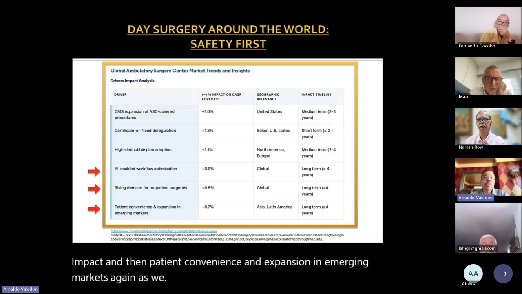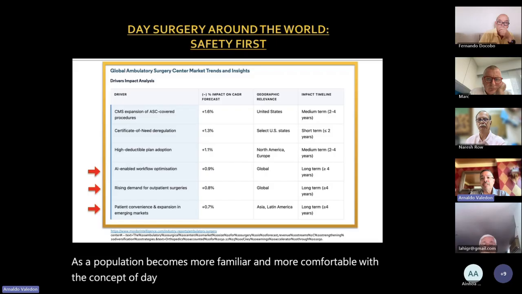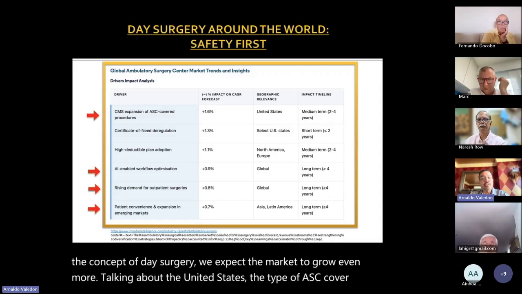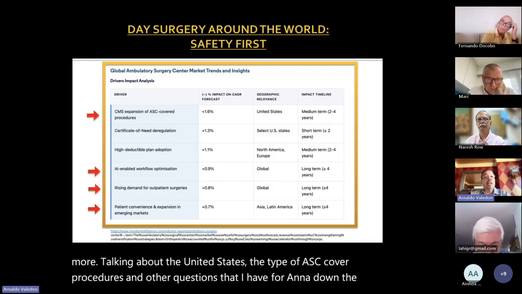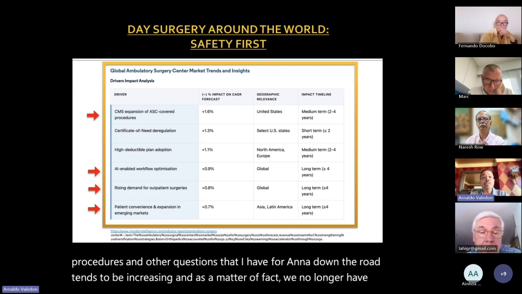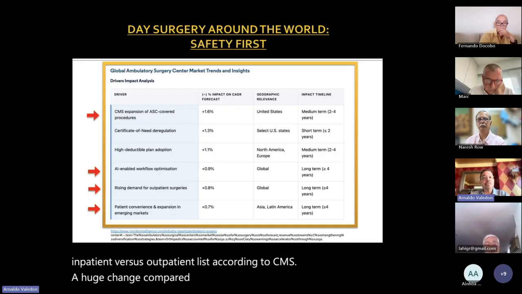Again, as the population becomes more familiar and more comfortable with the concept of day surgery, we expect the market to grow even more. Talking about the United States, the type of ASC covered procedures, another question that I have for Anna down the road, tends to be increasing. And as a matter of fact, we no longer have an inpatient versus outpatient list, according to CMS. A huge change compared to 30 years ago.